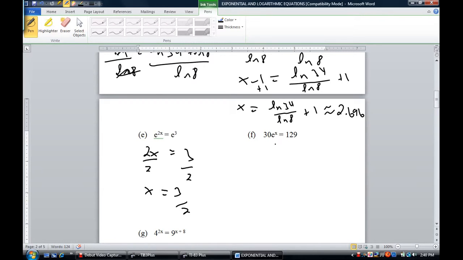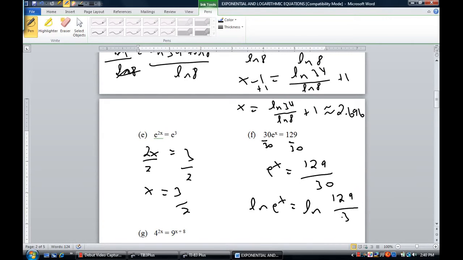Now this one, there's a situation here because I have a number in the way. The 30 is in the way. So what I'm going to do is get rid of it by dividing both sides by 30. I'm not going to use a decimal. I'm going to keep it as this. Don't want a decimal yet. Now I'm going to take the natural log of both sides. Natural log of e to the x equals the natural log of 129 over 30.